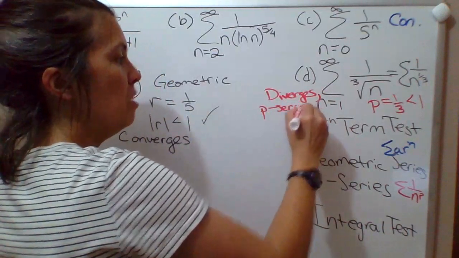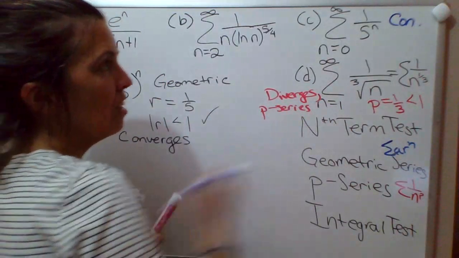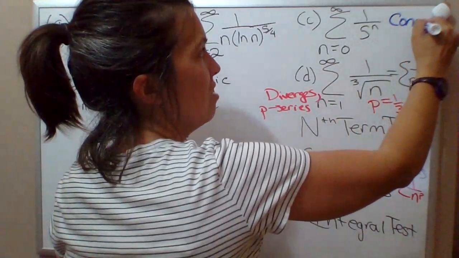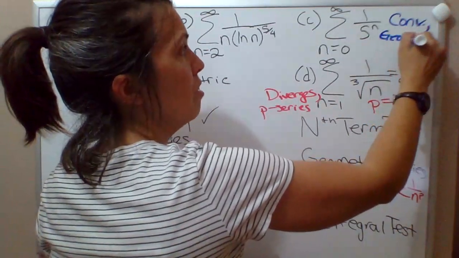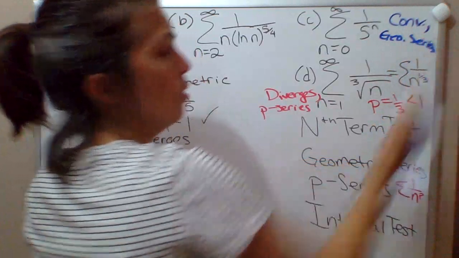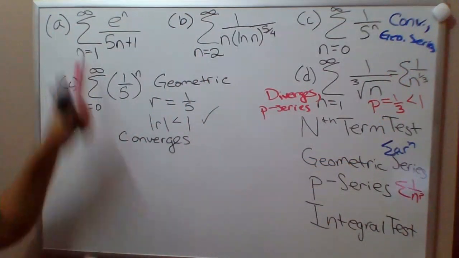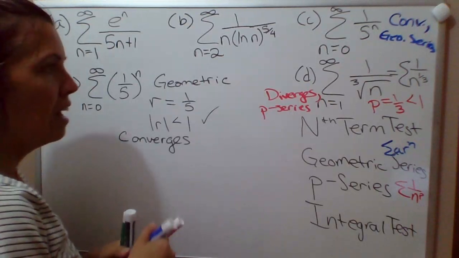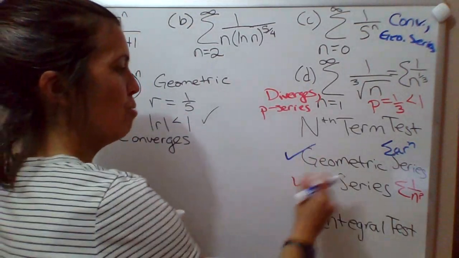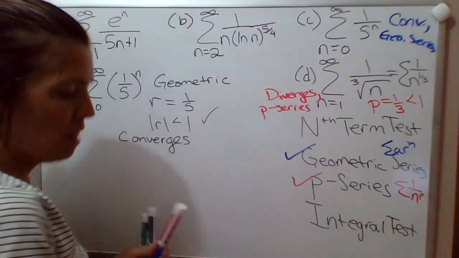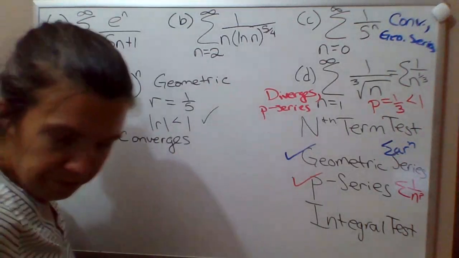And let me label each of these because it's important in your homework and on your exams that you state not only whether it converges or diverges, but how you know. So this is a geometric series. That's how I know for C. Okay, so now we just need to deal with A and B. And we have used the geometric series test. We've used the p-series test. So we're down to nth term test and integral test.